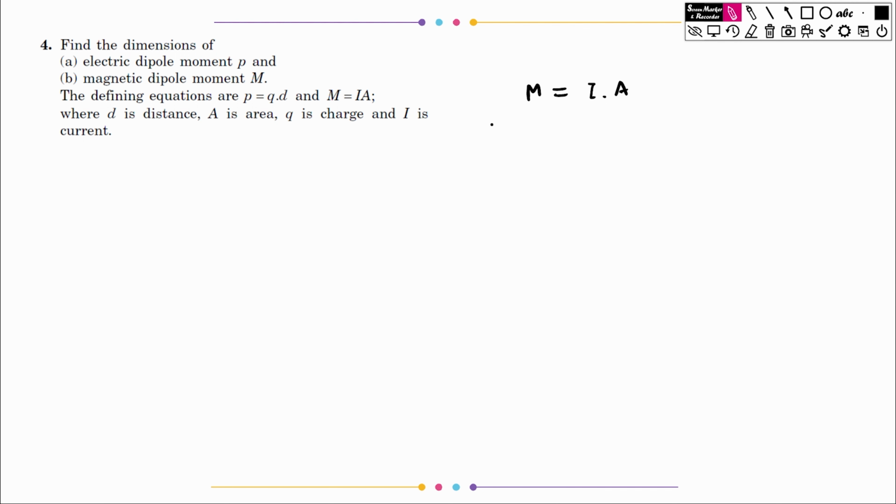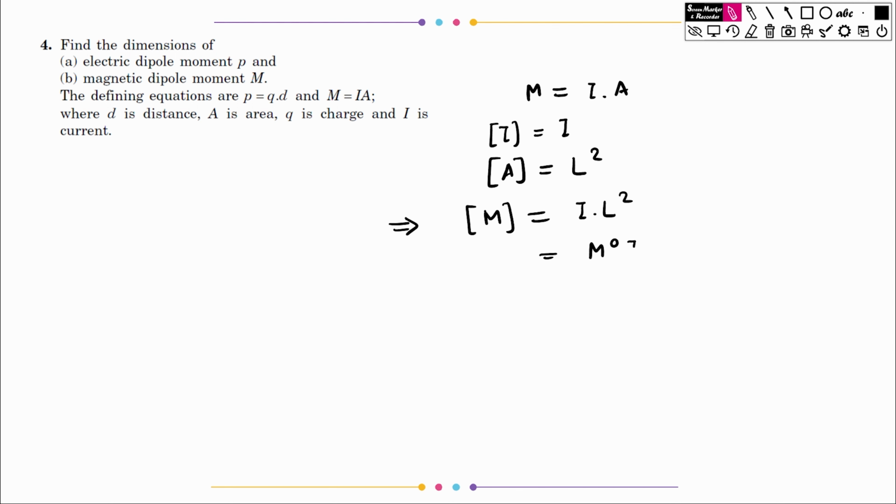So first we'll take current. Dimension of current is I, and then comes A. A is nothing but the area, therefore it is L square. Therefore, putting this in the main equation, we can write magnetic dipole moment as I into L square, or in another way, we can write it as M to the power 0 I L square.